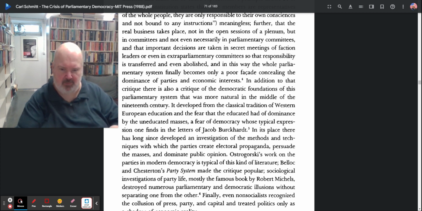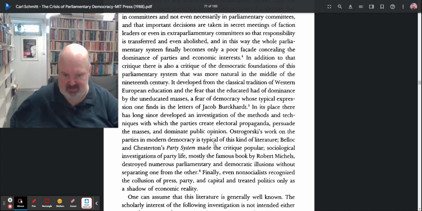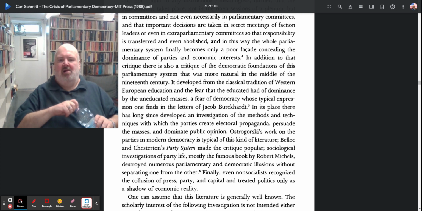This is based upon what? The nature of investigating the methods and techniques in which the parties create electoral propaganda, persuade the masses, and dominate public opinion. Ostrogorski's work on the parties and modern democracy is typical of this kind of literature. Belloc and Chesterton's Party System made the critique popular. So this is originally Ostrogorski's work, but then Hilaire Belloc and Chesterton in their book, The Party System.